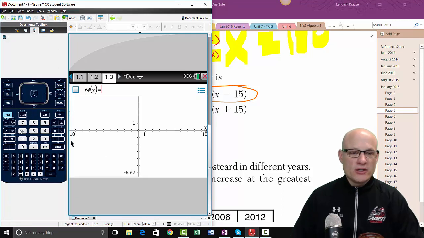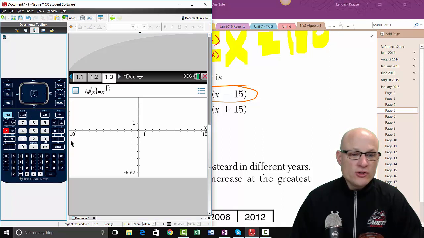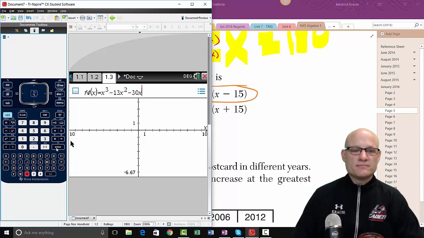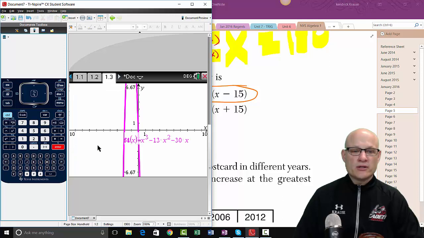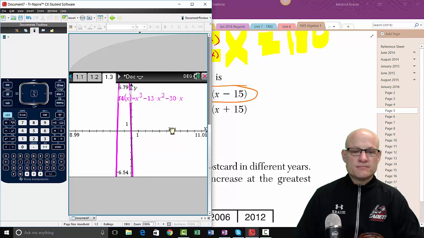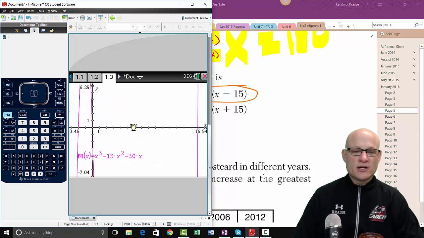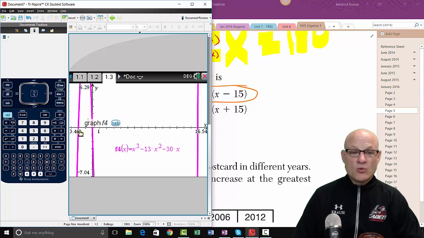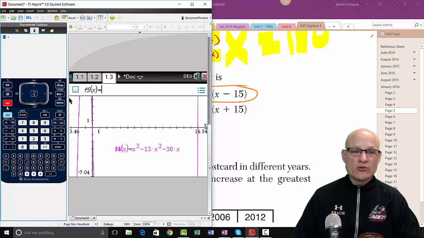The original was x cubed minus 13x squared minus 30x. I believe that was right. So I had to get it over there so I could see it. Because it's a cube, it should have 3 roots, right? 1, 2, and 3. So what we're going to do is take our answer and graph it, and hopefully that purple one goes away.